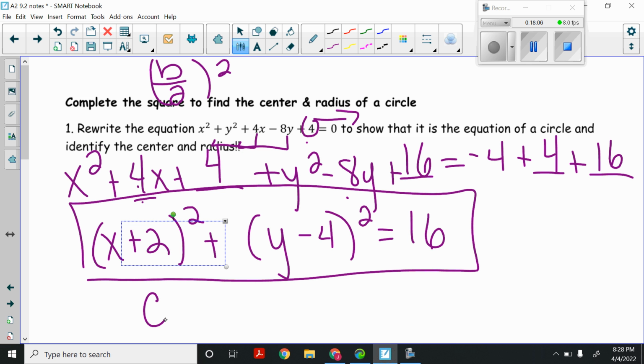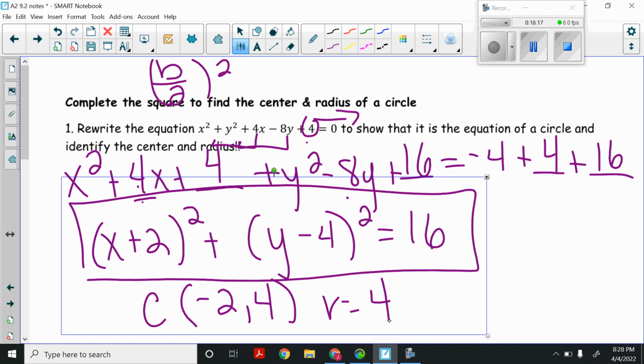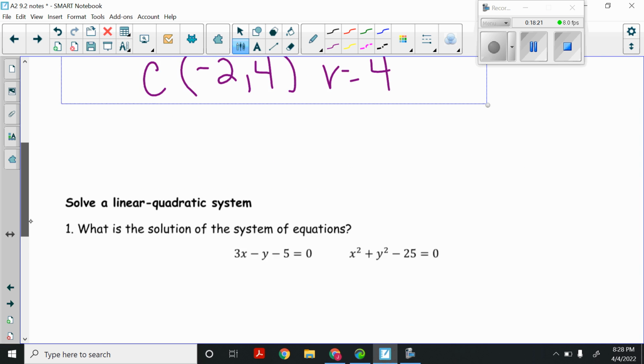It says identify the center and the radius. So my center, positive 2 comes out as negative 2. Negative 4 comes out as positive 4. This is my radius squared, so the square root of 16 is 4. So the center is (negative 2, 4). The radius is 4.